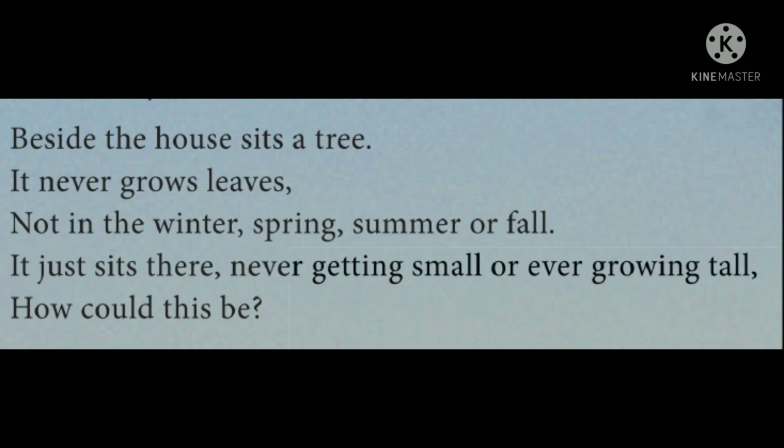Another aspect of the house is the tree where leaves never grow in any season, unlike other trees. While other trees shed leaves during fall, that is autumn season, and grow new leaves in spring, this tree remains barren as if it is burned down by lightning, that is struck by the lightning during the thunderstorm. The tree remains the same in all seasons, never getting small or even growing tall. This is a thought-provoking aspect that brings uncertainty in the minds of the readers along with the poet.